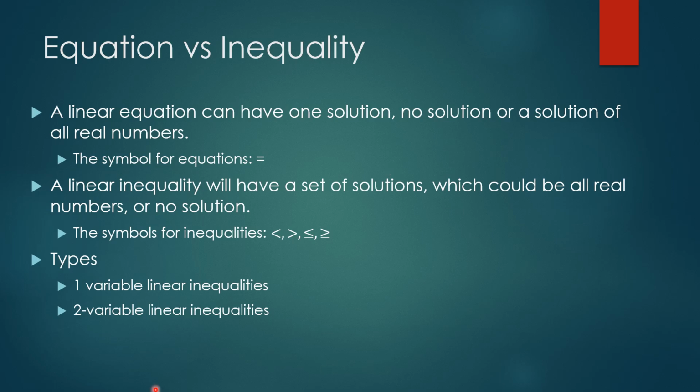However, a linear inequality will have a set of solutions, which could be all real numbers, or it will be no solution. The symbols for an inequality will be less than, greater than, less than or equal to, or greater than or equal to. Now there are two types of linear inequalities we're going to talk about, one variable and two variable. In this video, we're going to discuss one variable linear inequalities.